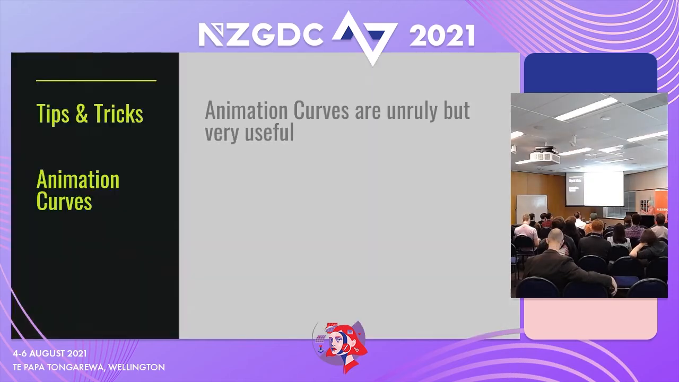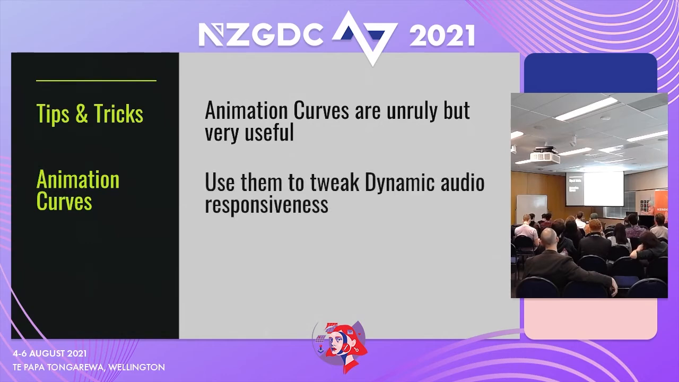But they're unruly. They're trouble, and I've run into a lot of problems with them, but I keep using them because they're most useful. Unreal allows you to save a curve as an object, which would be amazing if we could do that in Unity, but we can't. They're a bit of data on a prefab, or a bit of data hard-coded. But we can use them to tweak dynamic audio responsiveness.